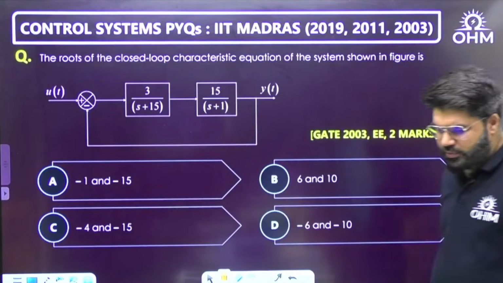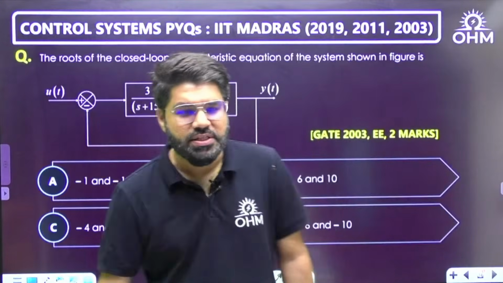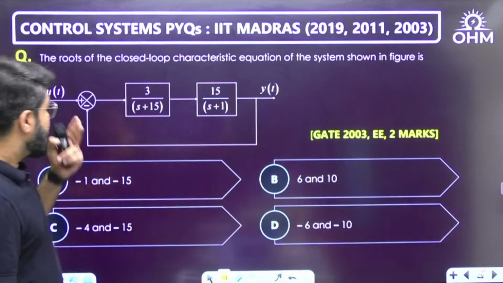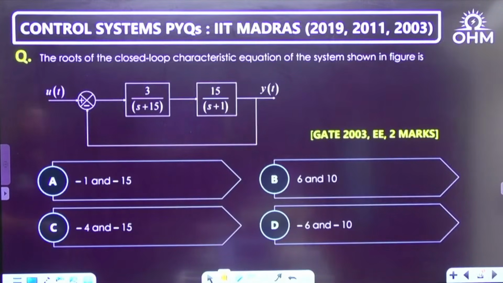Very simple question, especially for 2 marks. GATE 2003 EE, 2 marks. The roots of the closed loop characteristic equation of the system shown in the figure is how much? Let's complete this.